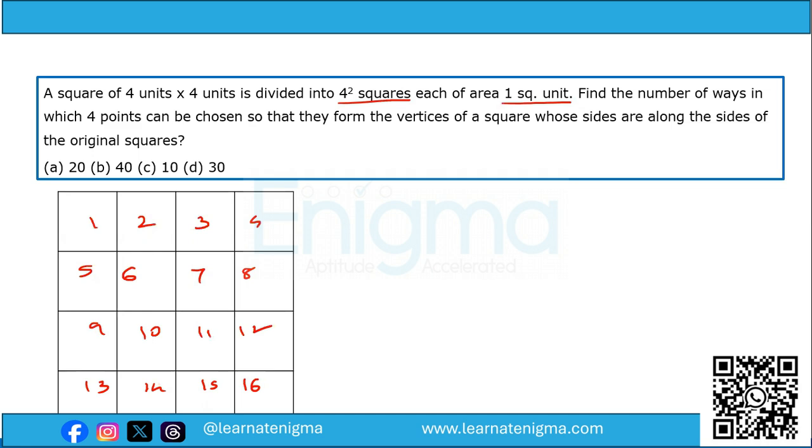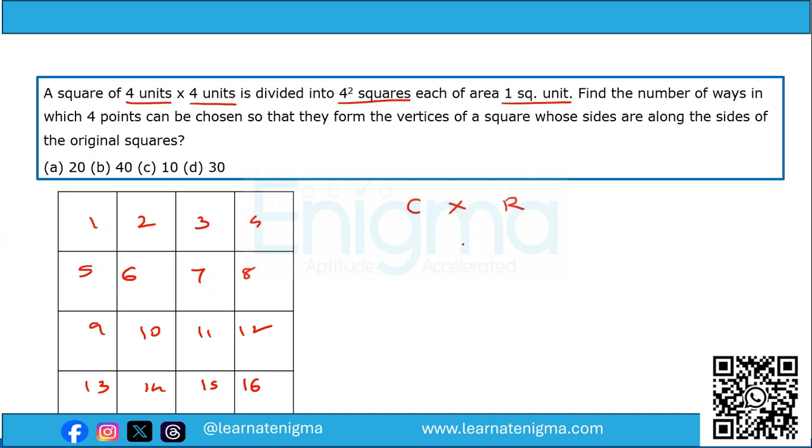Now, in such kind of questions where basically we have to find the number of squares, the logic is very simple. Here we have 4 units by 4 units. That means we can say the number of rows is 4 and the number of columns is 4. So we can write it down as number of columns into number of rows.